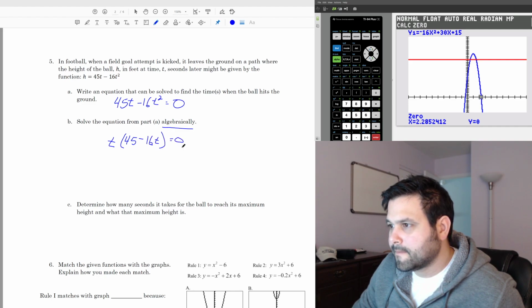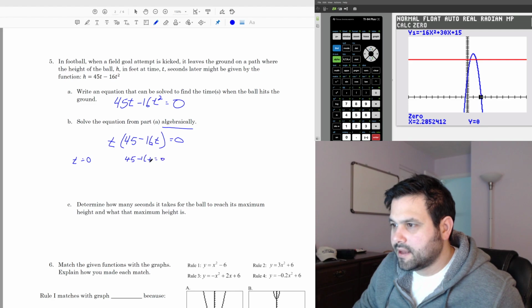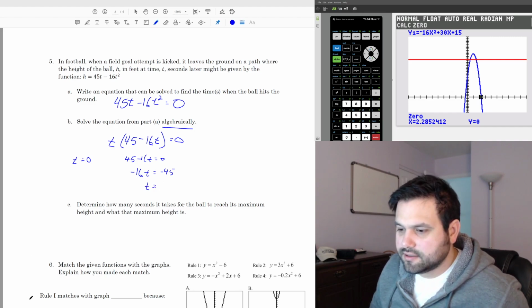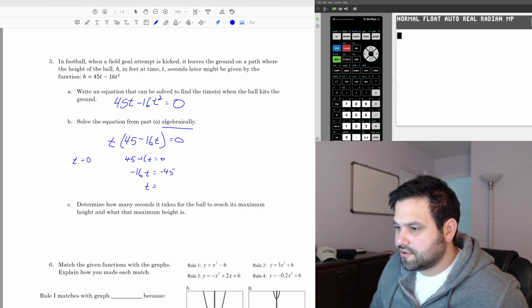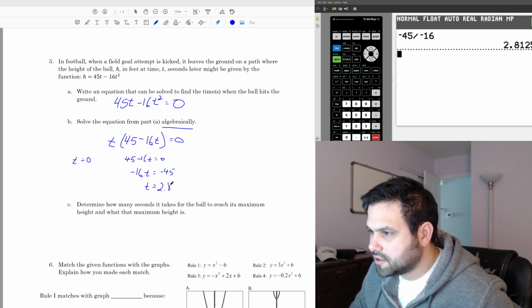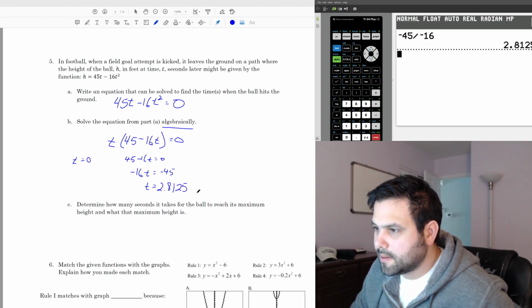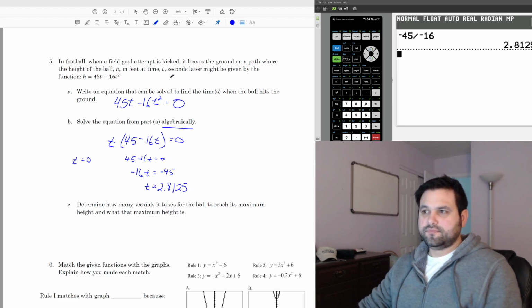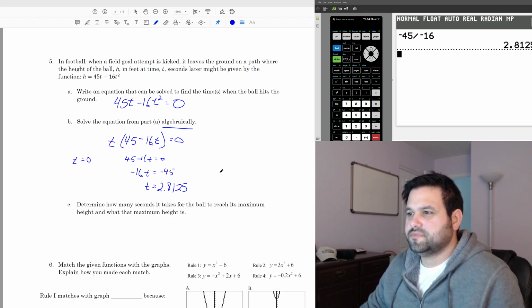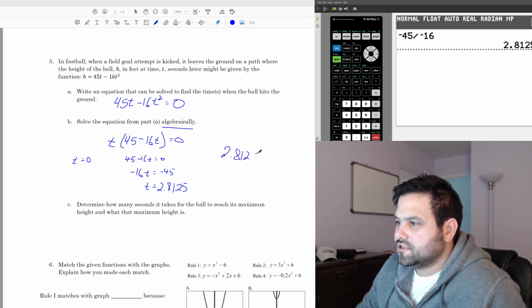And set each factor equal to 0 and solve both of them. So subtracting 45 from both sides and then dividing by negative 16. So I would have negative 45 divided by negative 16, and I'd get 2.8125. And so our answer, obviously it says it leaves the ground, so that's the t equals 0. That's not really our answer because we're looking for when it hits the ground after it's been kicked. So we're looking for 2.8125 seconds here.